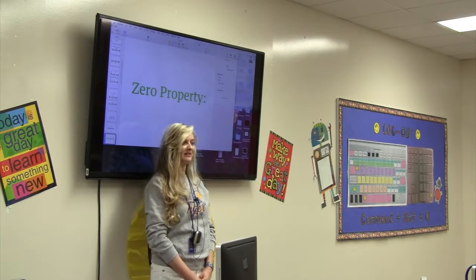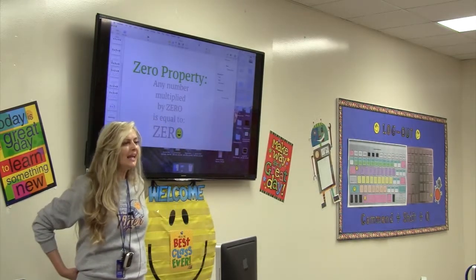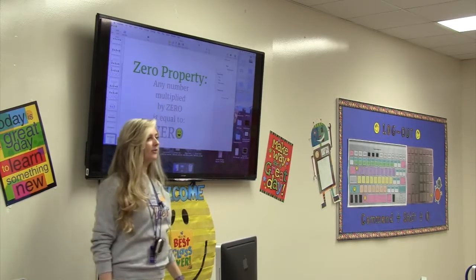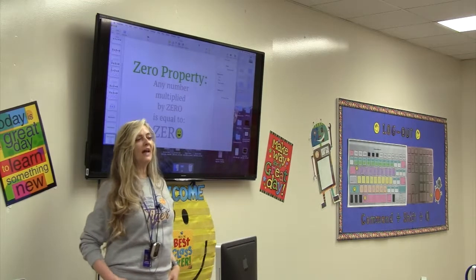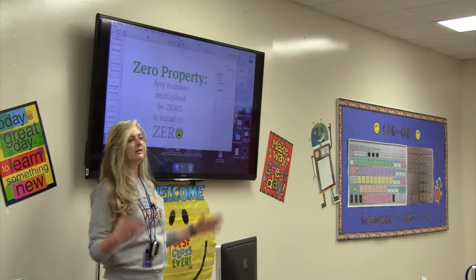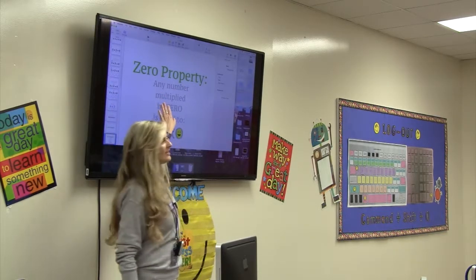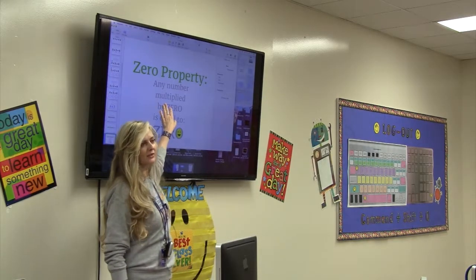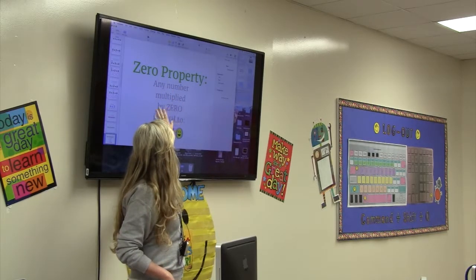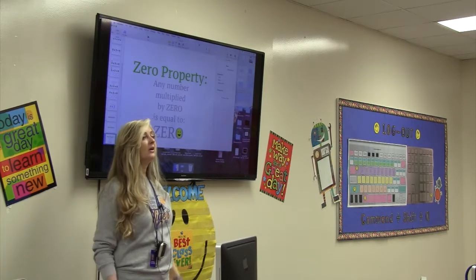Sounds really fancy schmancy, but it really has an easy meaning. Zero property means any number. Does that mean number 4? Yes. Does it mean 1,398? Yes. Does it mean 0.37? Yes. Any number multiplied. Is it added? No. Is it subtracting? No. Division? No. Multiplication. Any number multiplied by 0 is going to equal 0.